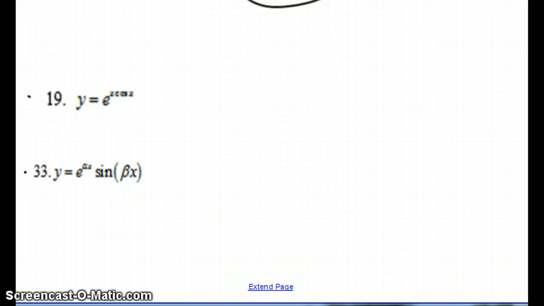19 is similar. It's also e raised to a power, but there's no product rule of the basic functions. There is, however, a product rule up here in the exponent. Press pause.